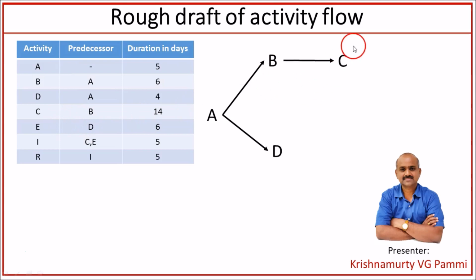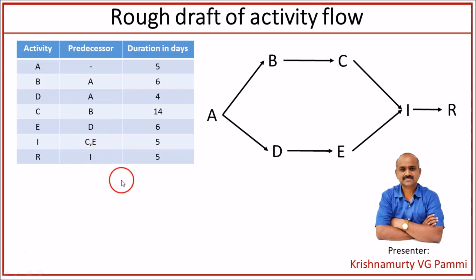Now, for activity C, activity B is the predecessor. For activity E, activity D is the predecessor. For activity I, activity C and activity E are the predecessors. Similarly, for activity R, activity I is the predecessor. Now, a clue: an activity that has no predecessor is the beginning activity. An activity that is predecessor to no other activity, for example, if you see R is not featuring in the predecessor set, that's how R is the ending activity. So this is how we can draw a rough draft of the activity flow diagram.